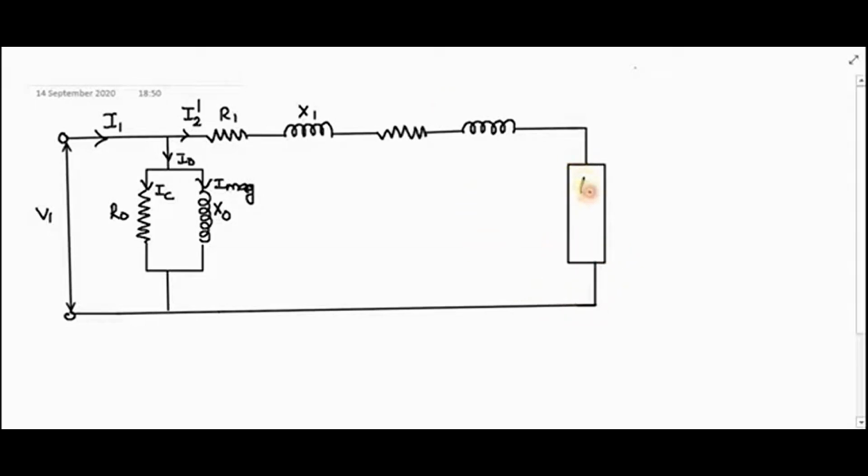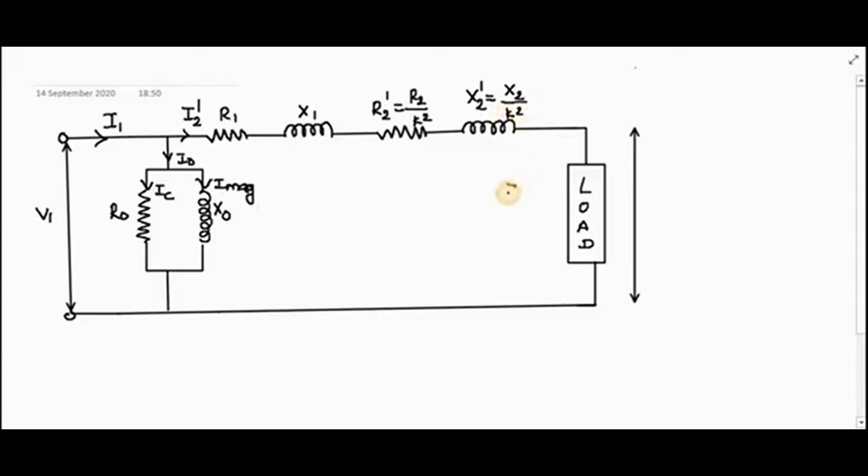Right. So this is your load. Voltage across the load is nothing but your V2 dash. So when my R2 is transferred to the primary side, it will become R2 dash, which is equal to R2 by K square. When I am transferring X2 to the primary side, it will become X2 dash, which is equal to X2 by K square.